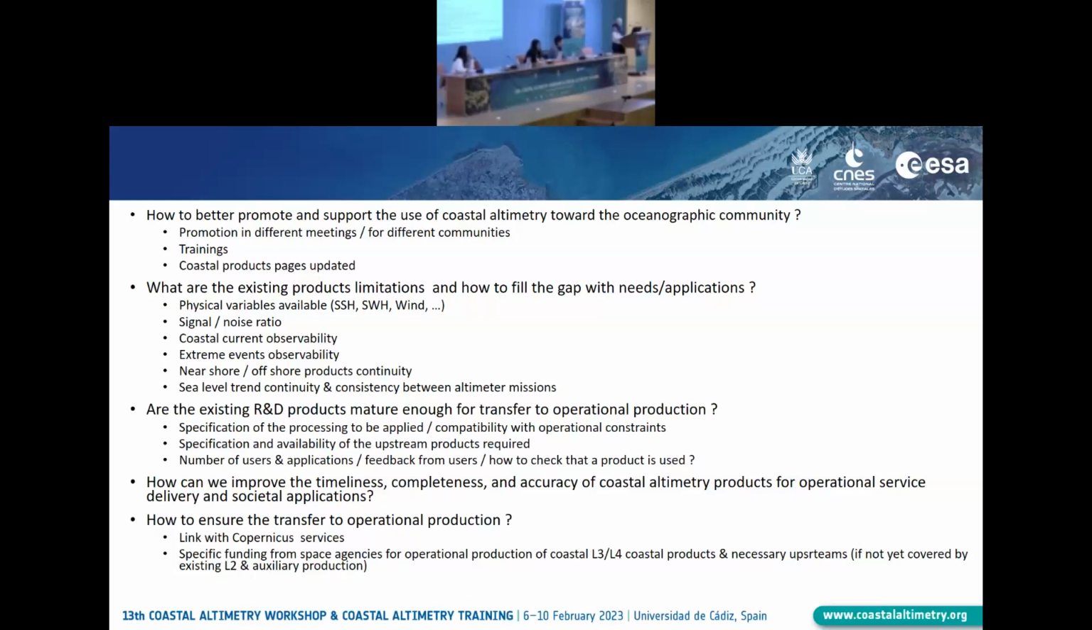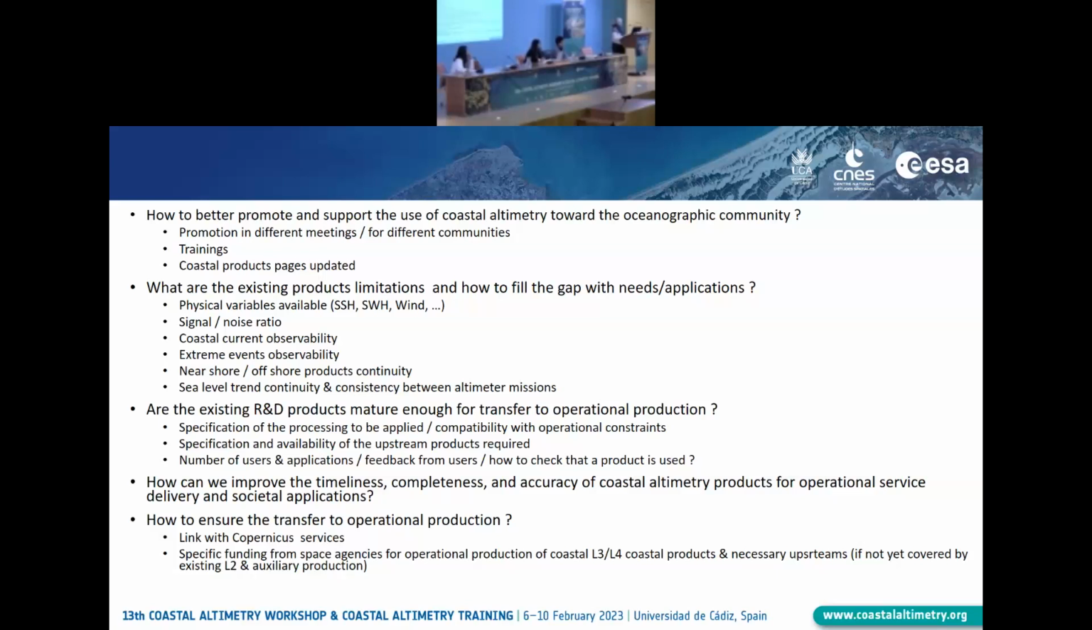Yeah, I think there's a few interesting points. Jesus, I think, mentioned the co-design, involve the people who will eventually use the data from the beginning. And this is what this workshop is about, trying to attract people who come here for the first time and discover, like John Wilkins said yesterday, coastal oceanographers, physical oceanographers, they don't know about coastal altimetry. They know about altimetry, but they don't know about coastal altimetry.